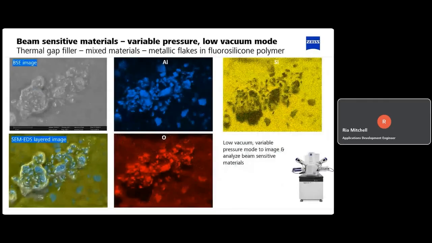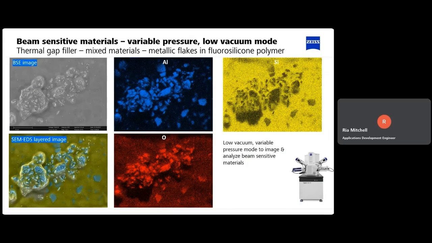So this is an example of a thermal gap filler. This is where we have a series of metallic flakes in the sample. These are aluminium flakes, and then these are contained within a fluorosilicon polymer. So how do we image these mixed conductive and non-conductive materials?